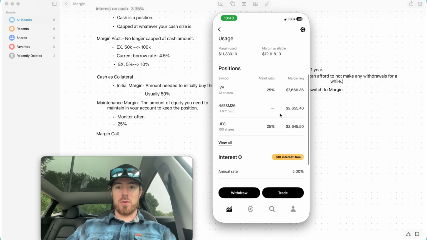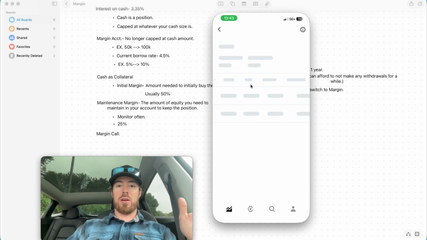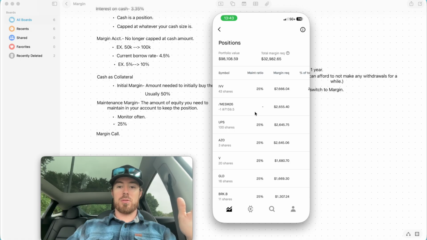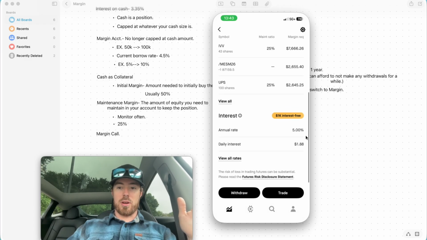It's going to show you, when you scroll down, your margin requirement per stock if you're interested in that. Again, you can nerd out over this stuff. I just choose to ignore it. I don't need to know too many details. I'm just focusing on the charts. You can view all of them here. Shows you that they're all 25% maintenance margin required. It shows you your annual rate.